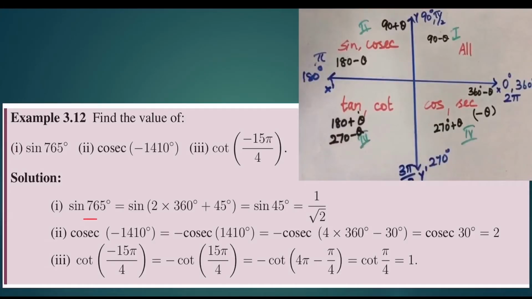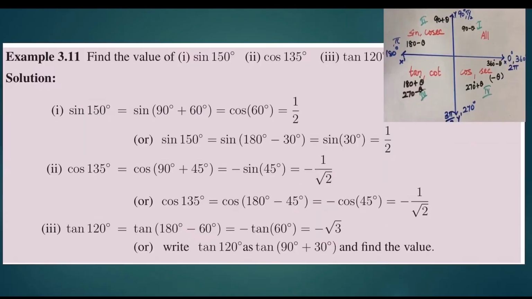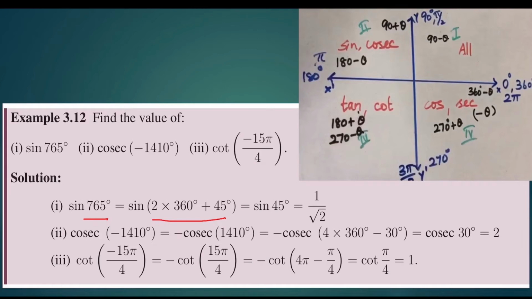So, sin 765 can be written as 2 into 360 plus 45. For 180 and 360 there is no change in trigonometric ratio. So, sin remains as sin, and the 360s go away. So, it is sin 45, and sin 45 value is 1 by root 2.